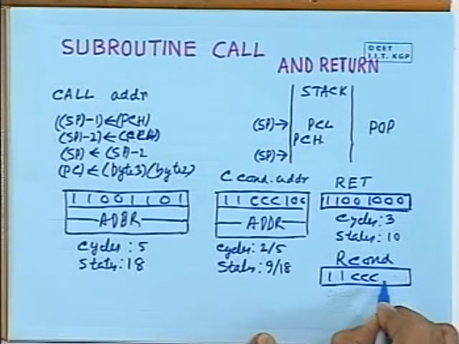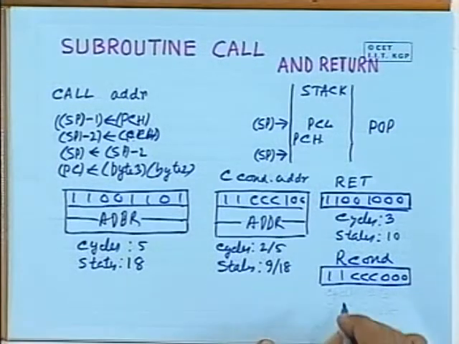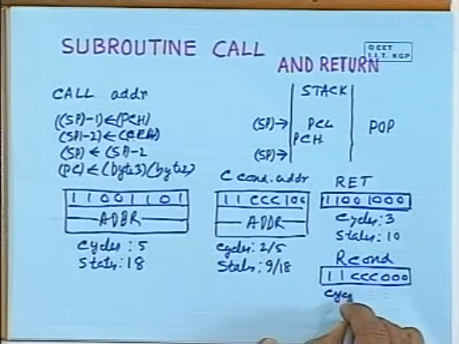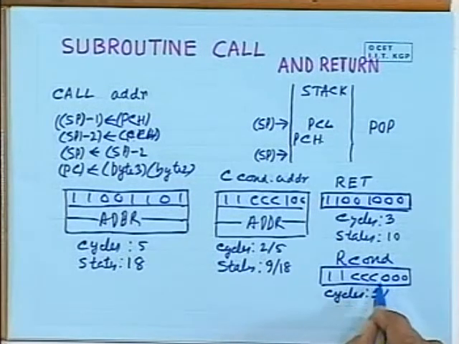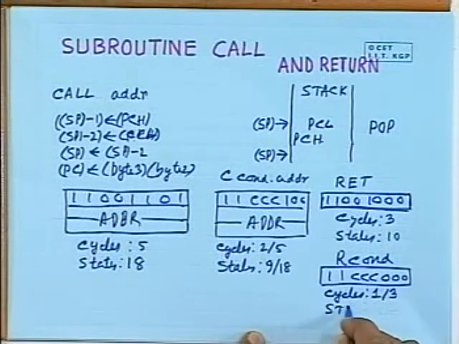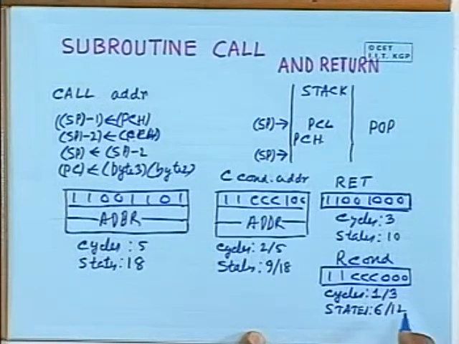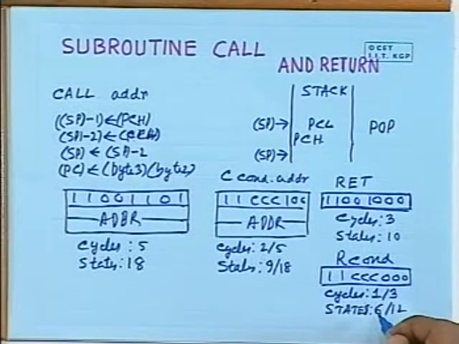11 CCC 000. Here again, since it is conditional, the execution time will be varying. For example, if the condition is not satisfied, you will require only 1 cycle. If it is satisfied, you will require 3 cycles to return. Then the number of states will be either 6 or 12. So whenever it requires only 1 cycle, as you can see here, the number of states required is 6. So there are some machine cycles where you require 6 clock periods or 6 number of states.